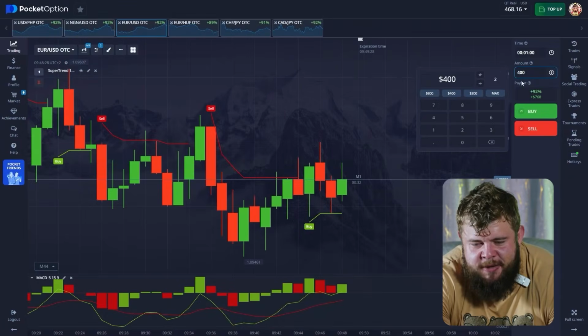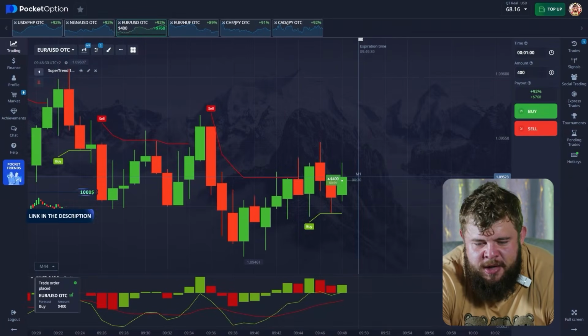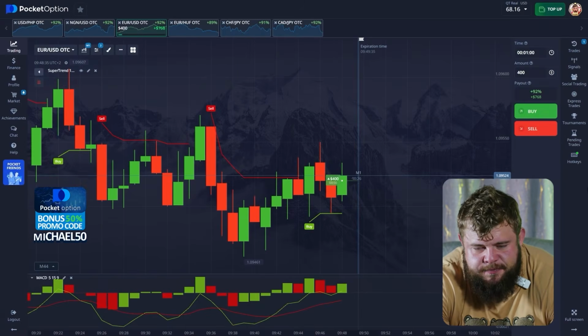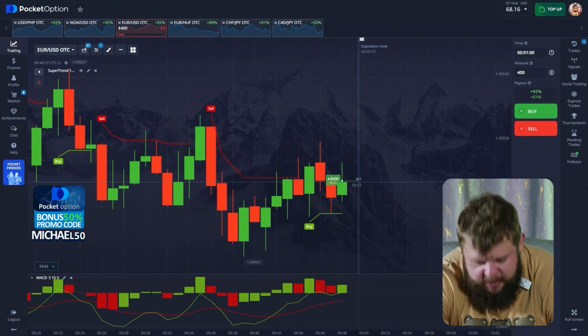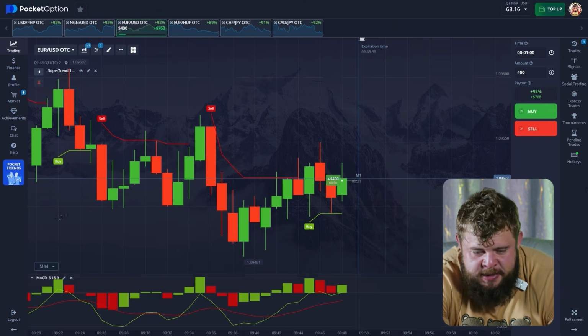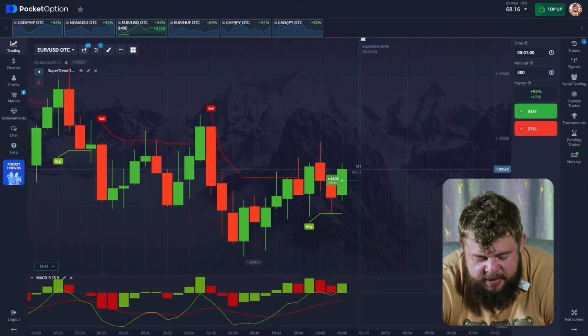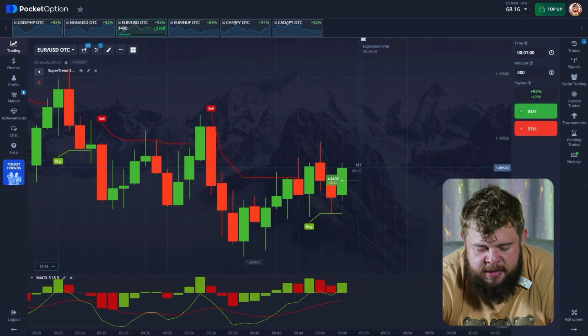According to this chart, firstly, let me change our investment to $400 and open buy position here. Because, firstly, because of the supertrend data, we're in the buy zone, and MACD is telling us absolutely the same because the green line is strictly above the red line.